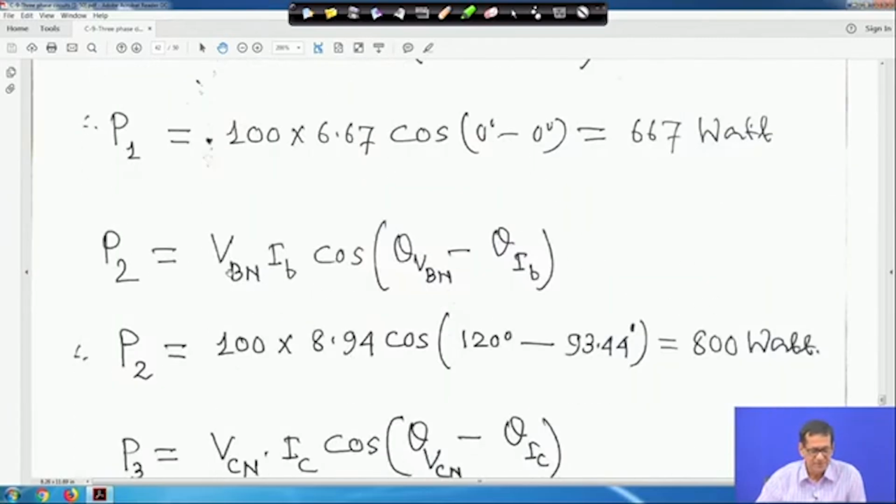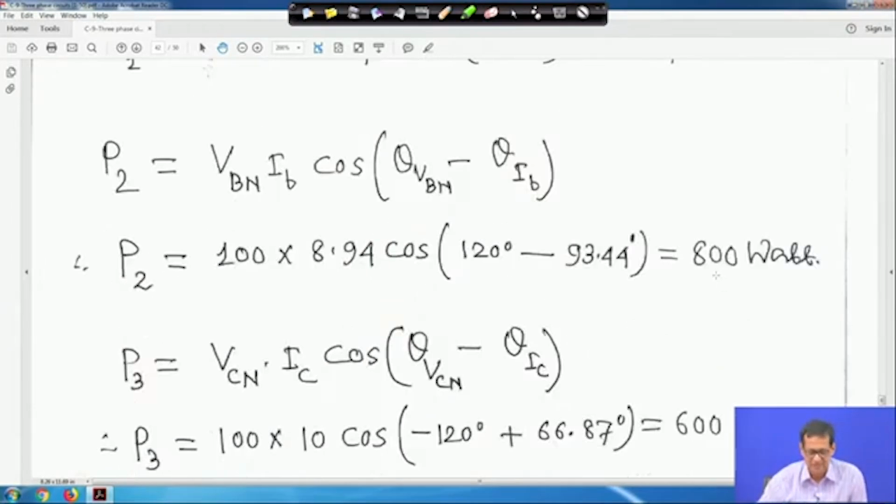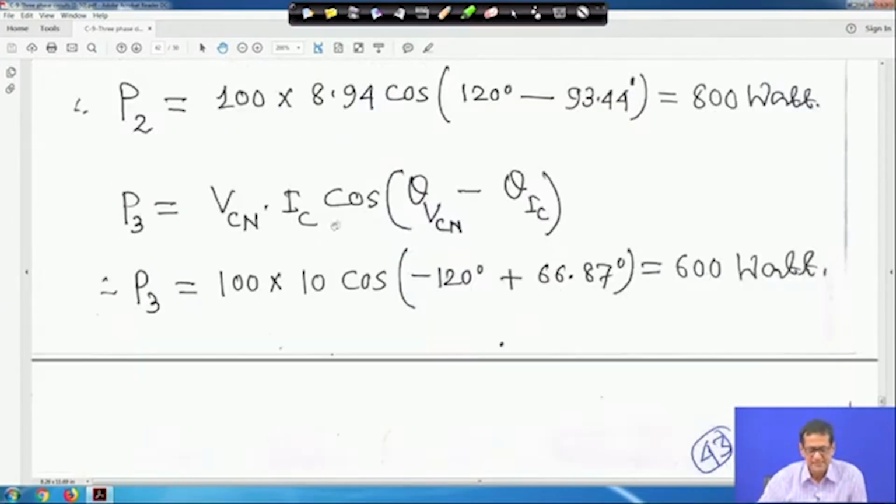Similarly, for P2, it will be VBN into IB. Just look at the diagram and write it. Cosine of, angle of VBN is 120 degree and angle of IB is 93.44 degree. The difference is actually the power factor angle. So, it is 800 watt. Similarly, for P3, VCN IC into cos of the angle of VCN, which is minus 120, and angle of IC, which is minus 66.87. So, here it is plus. So, it will become 600 watt.